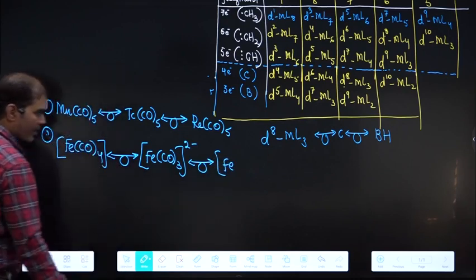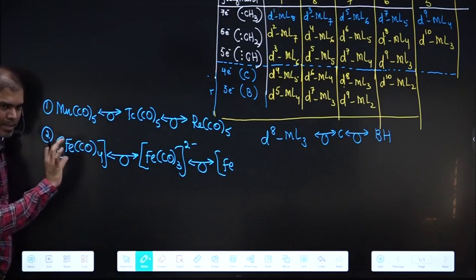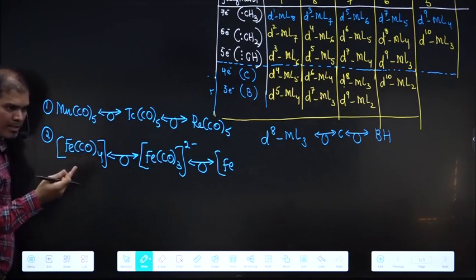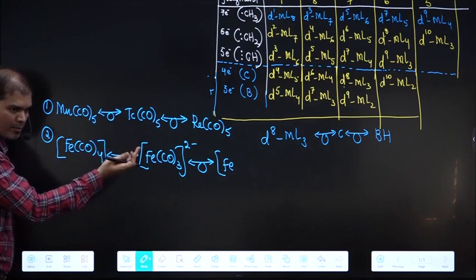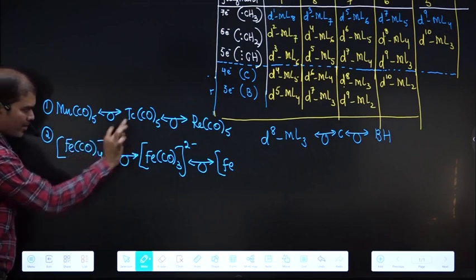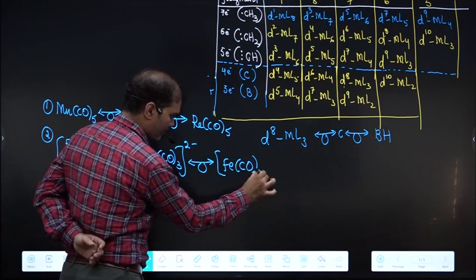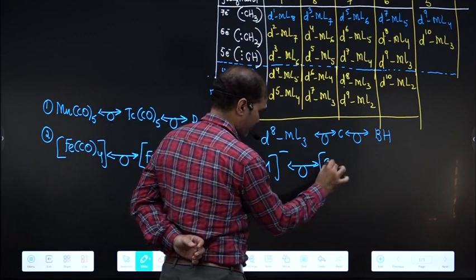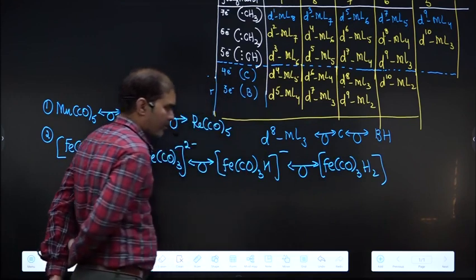Example, you just take down this example. Group members are isolobal. Manganese, technetium, rhenium are isolobal. So in the place of manganese CO5, I can replace it with a technetium CO5, or with a rhenium CO5, and so on. So the simple conclusion is group members are isolobal. This is the example.